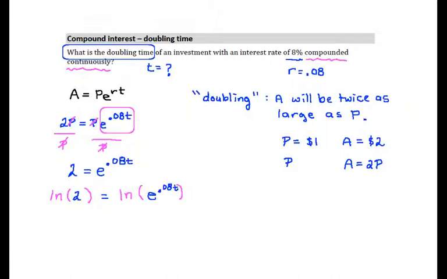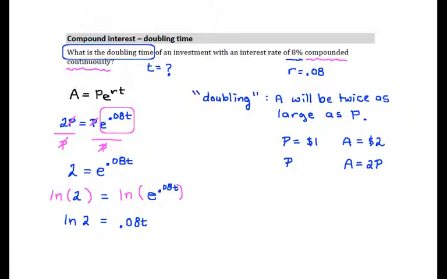So on the left-hand side, I still just have the natural log of 2. And on the right-hand side, since I'm taking a natural log of a power of e, those are inverse functions, and I'm left with just 0.08t. I don't have to use that property of exponents like I used when the bases didn't match, because this is something I can actually evaluate.